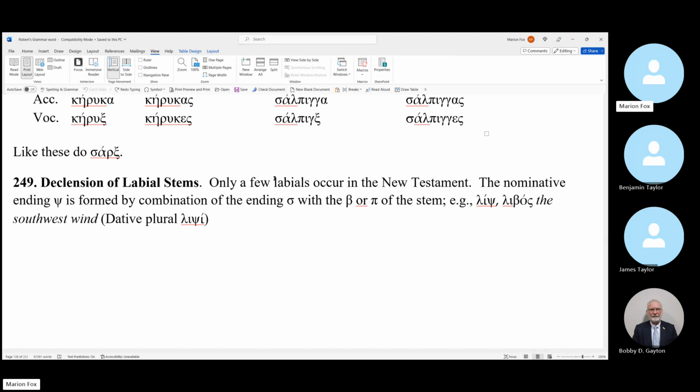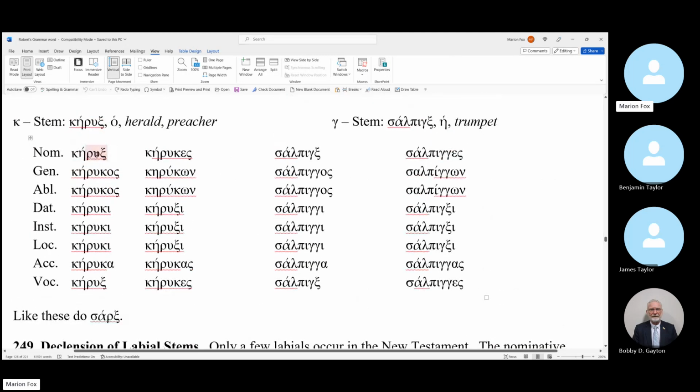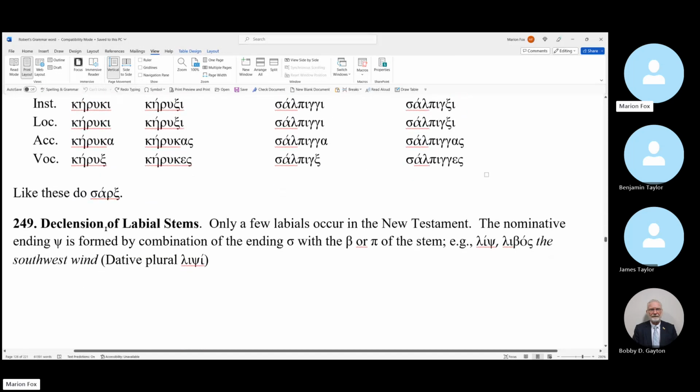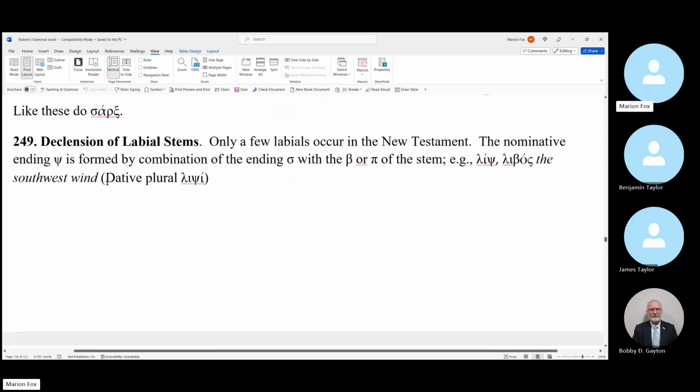Okay, like these do sarks. Sarks, we have flesh. It's going to follow the same basic rules. And it was a kappa. And if you get the genitive form, you can find it's got a kappa in it there. That's how the C came about. Declension of the labial stems: only a few labials occurred in the New Testament. The nominative ending C is formed by a combination of the ending sigma with a beta or pi of the stem.